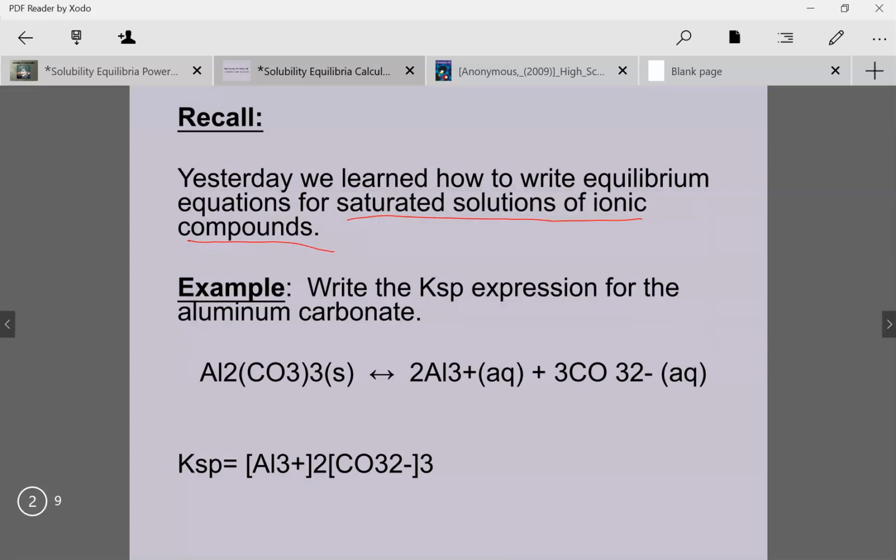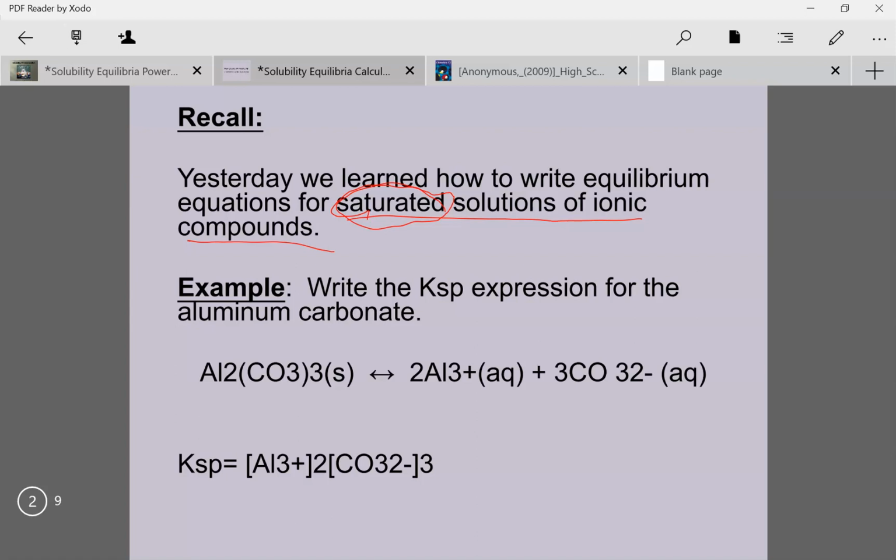Key word here being we learned how to write equilibrium expressions for saturated solutions. So whenever we write equilibrium expressions, that means that there's a saturated solution at equilibrium. That's what the equilibrium means. That means there's exactly the maximum number of ions that are present at equilibrium. And that's where the solution wants to be. It wants to be saturated. It wants to have exactly the highest number of ions present.